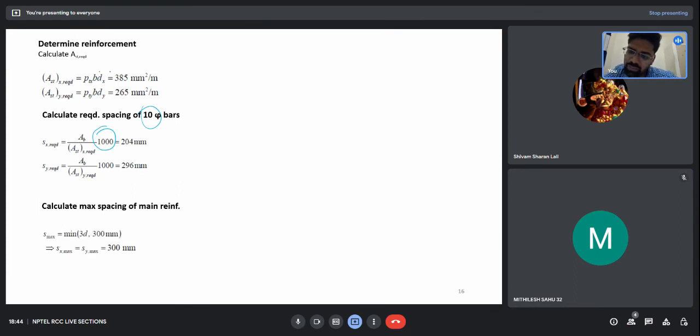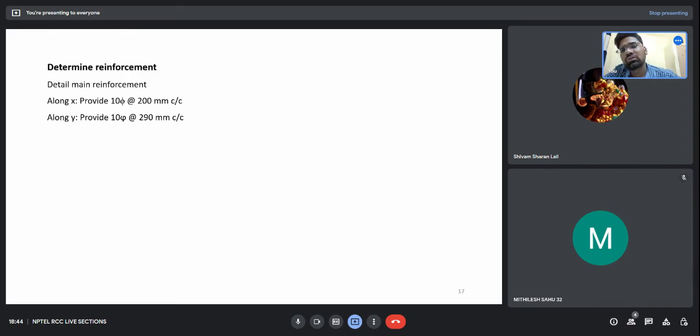So this spacing has to be cross-checked with the maximum spacing, and it should always be less than this maximum spacing. If it is more, just go for the maximum spacing criteria. So provide 10 bars at 200 center to center, and 10 bars in the y direction at 290 center to center. These are the bars which are provided based upon the bars which were required.